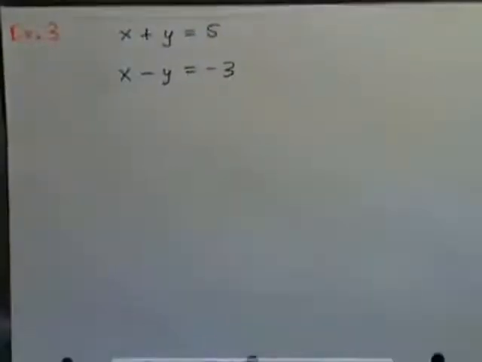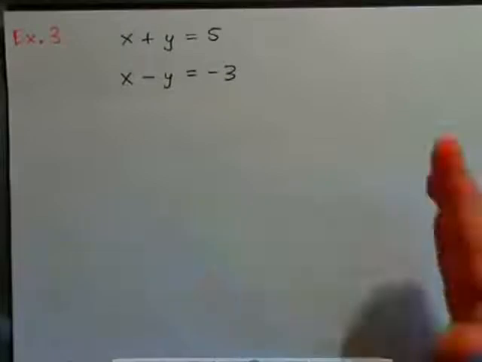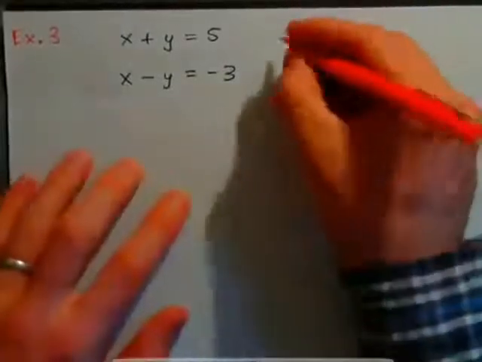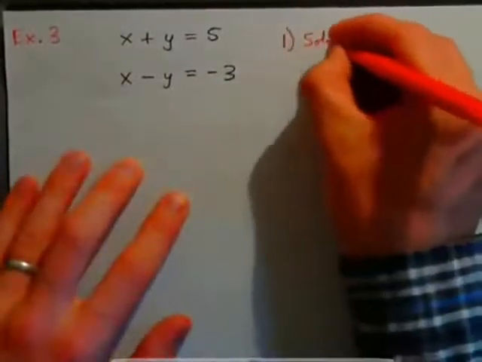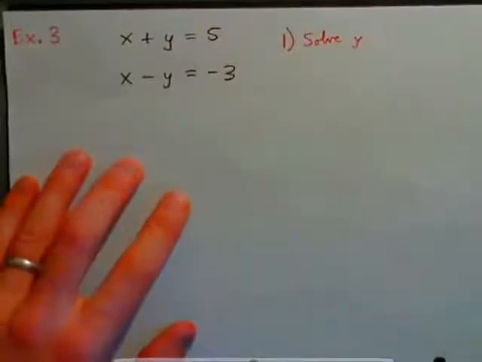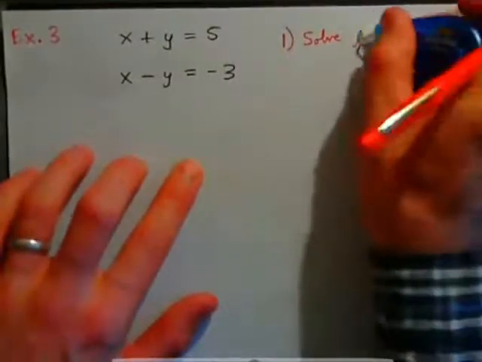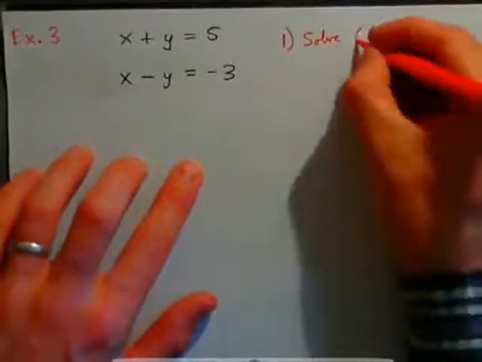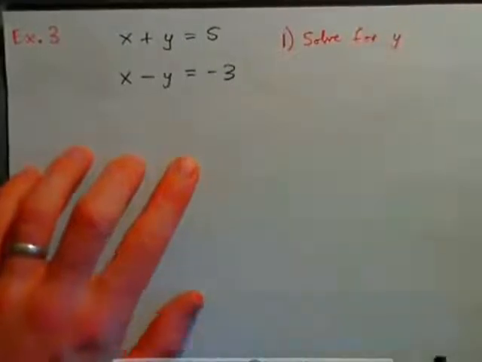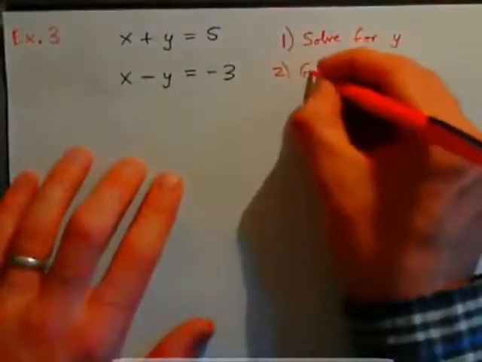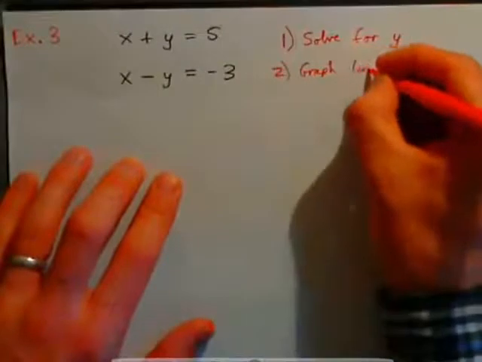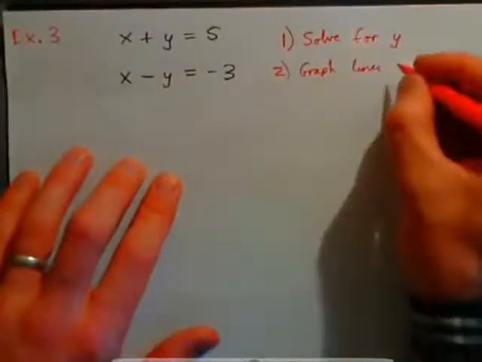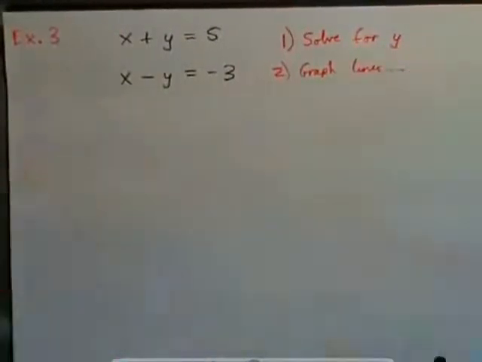Example three. The only difference with this one is that we need to first solve for y. Okay, so the first step on this one is solve for y. Why? Because you have to write up a table to plot your points. So first solve for y. Two, we graph the lines and get the slope and the intercept of each one and get the point of intersection. Okay, so the first step is solve for y.